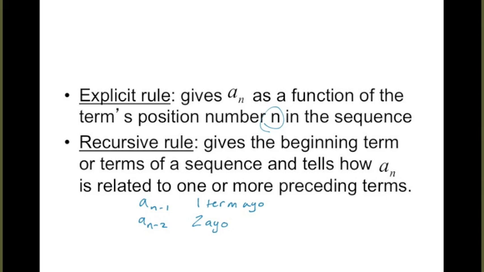The downside is if I wanted to know what the 123rd term is, I need to know the 122nd and the 121st and the 120th, and I would have to work my way all the way there. So it's not as convenient in terms of coming up with numbers that are far down the line, but it's often easier to actually write the rule in this format. But we need that new notation: when we have a sub n, it's the now term. n minus 1 is 1 ago, n minus 2 is 2 ago, et cetera down the line.